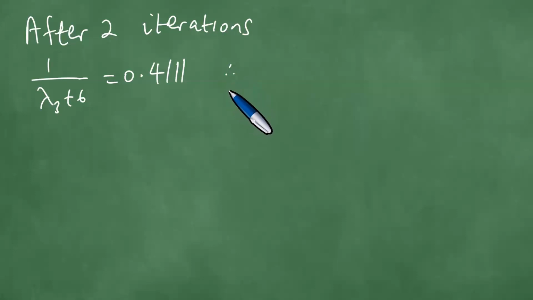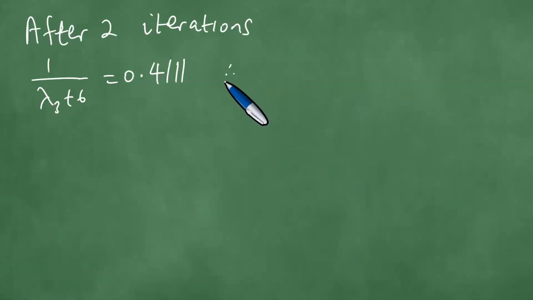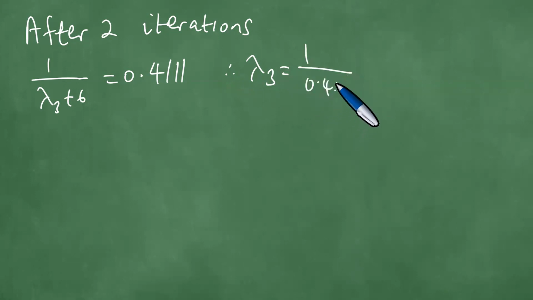The 0.4111 is coming from there. Lambda 3: 1 divided by 0.4 minus 6. Okay, we take the reciprocal of this and then we solve for lambda 3 from this, making it the subject of the equation, and that gives us minus 3.5676.